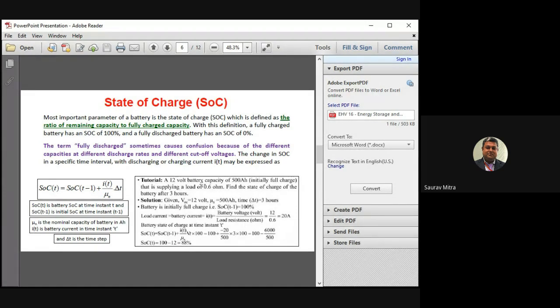So I will be changing the figures, and I can ask you this question, and you have to answer this numerically. So this is how the battery state of charge is calculated. If there is any doubt, you can raise a question.